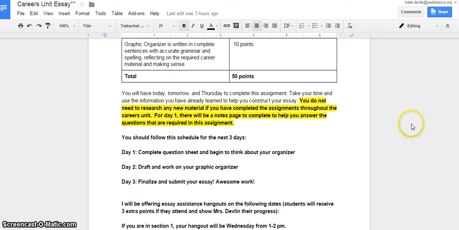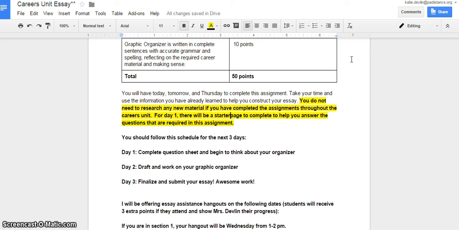For day 1, there will be a starter page, not a notes page, I'm sorry, to help you answer the questions that are required for the assignment. Your schedule should look like this for the next 3 days. Today, you are completing the question starter sheet and beginning to think about your organizer.